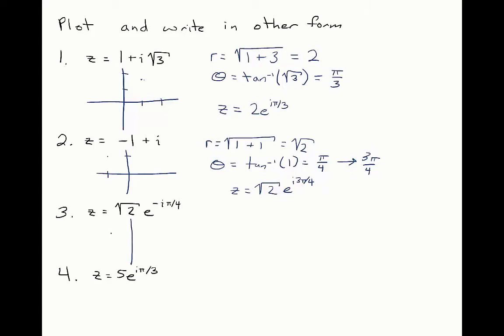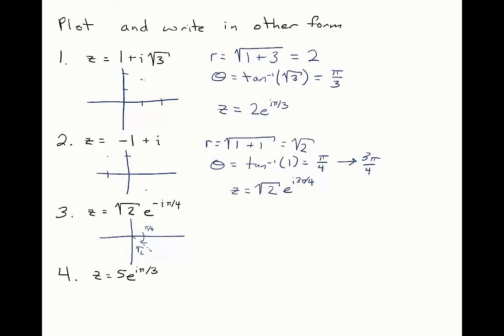Let's look at our next one. So this one we're given the modulus and the phase. So a phase of minus pi over 4 puts it in the fourth quadrant. So this is the square root of 2 long, and this angle is pi over 4. Well, technically minus pi over 4.